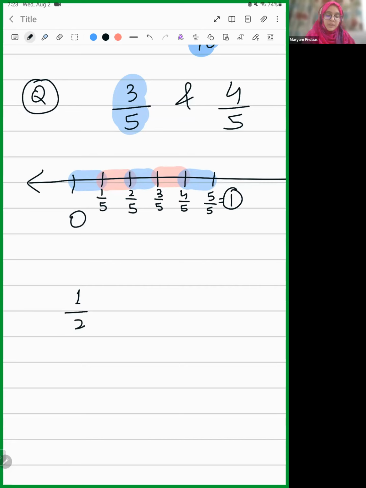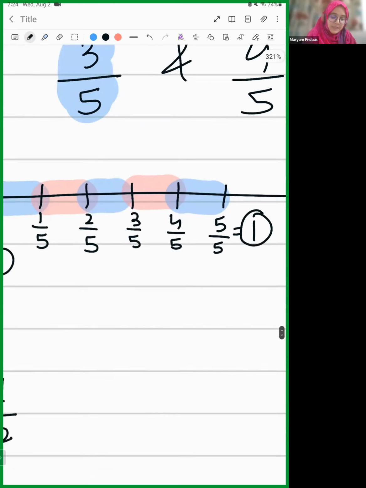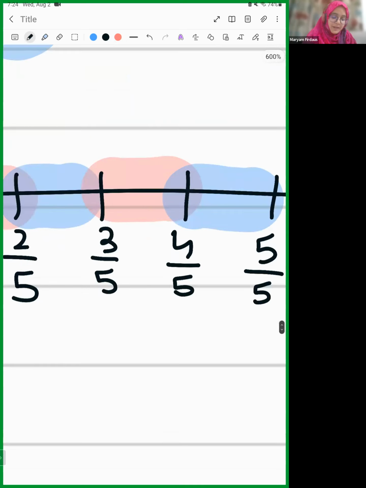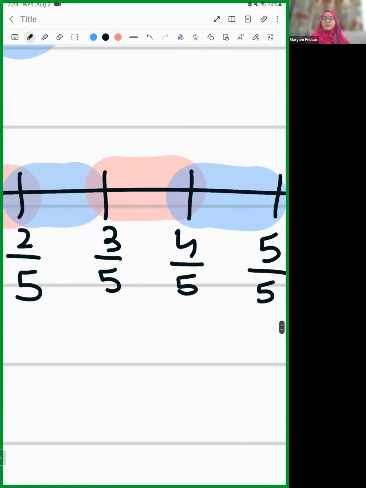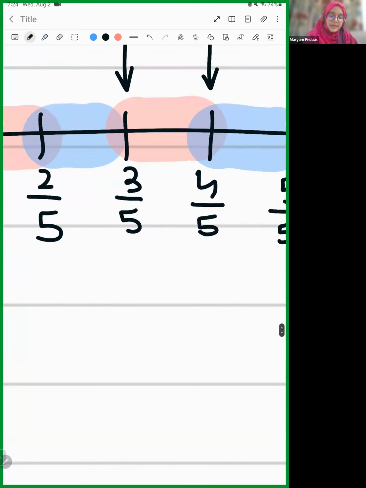So you have to find 5 rational numbers between 3 by 5 and 4 by 5. How can we do that? We can multiply both up and down with 5. Okay, we can multiply it with 5.